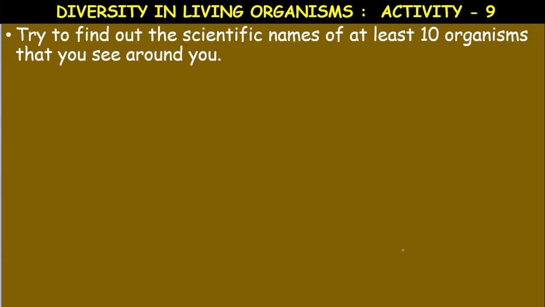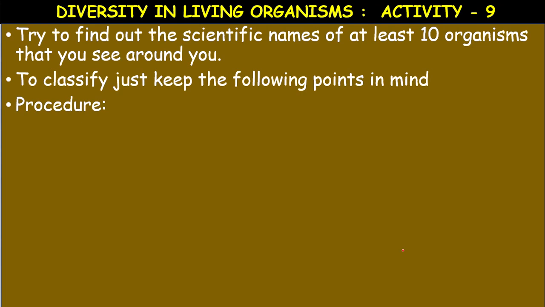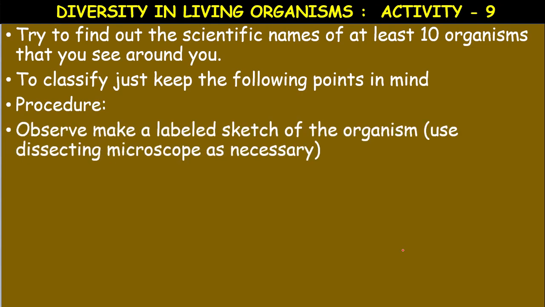Here is one more activity. Try to find out the scientific names of at least 10 organisms that you see around you. To classify, just keep the following points in mind. What is the procedure here? The first one: observe, and make a labeled sketch of the organism. Use a dissecting microscope as necessary.